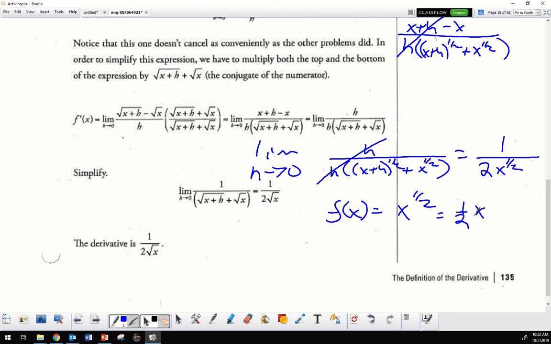So if I subtract 1, that would be negative 1 half, wouldn't it? So negative 1 half, and then rewrite it so that the positive exponent, this moves to the denominator, so I'm left with 1 over 2x to the 1 half. So, doing it the algebra way or the derivative way works out.